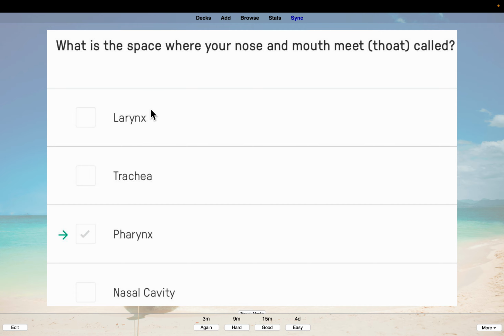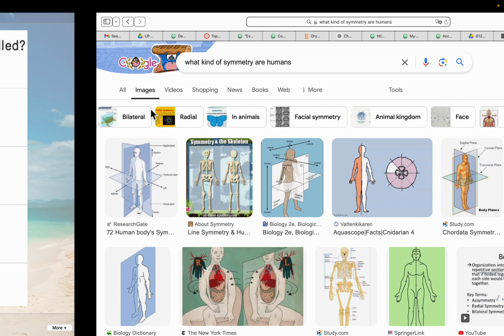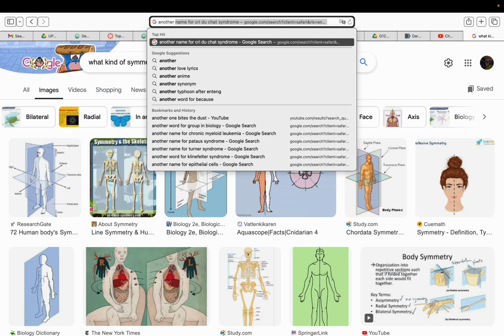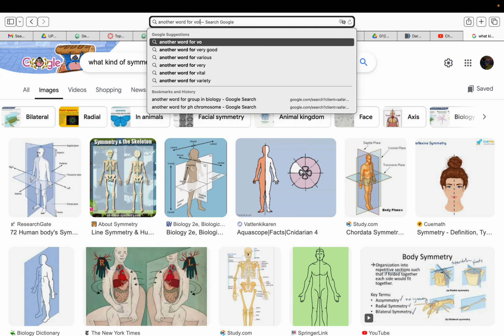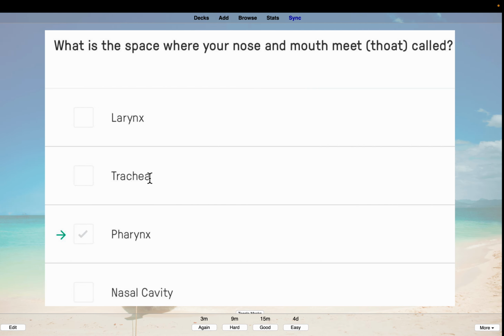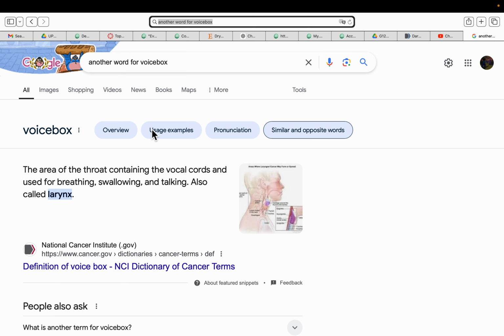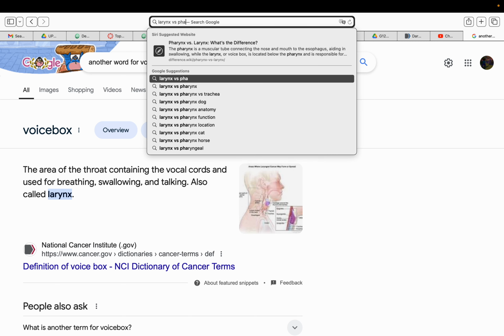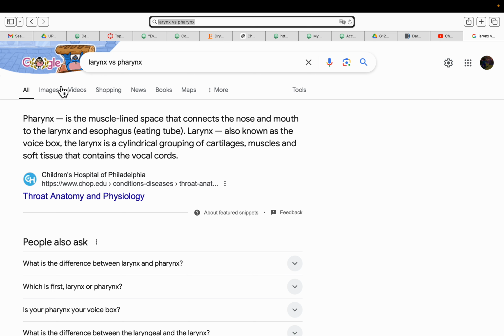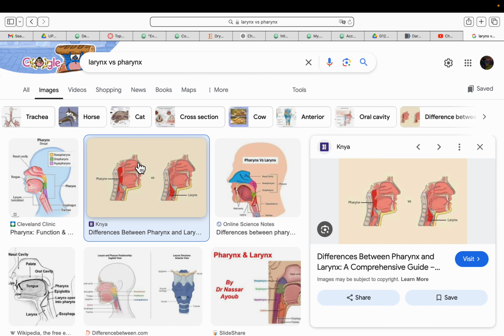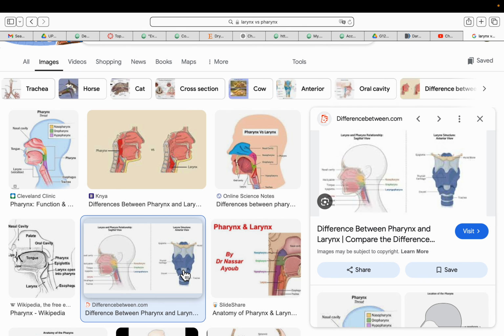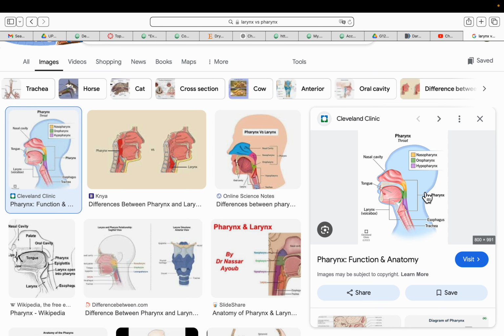I think larynx is also dubbed as the voice box. Let's confirm that. How is the larynx different from the pharynx? Okay, so the pharynx is located above, larynx is below in terms of location.